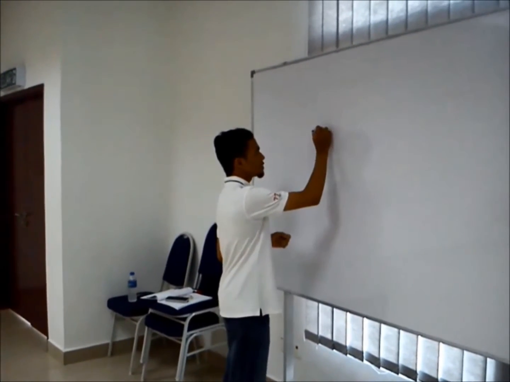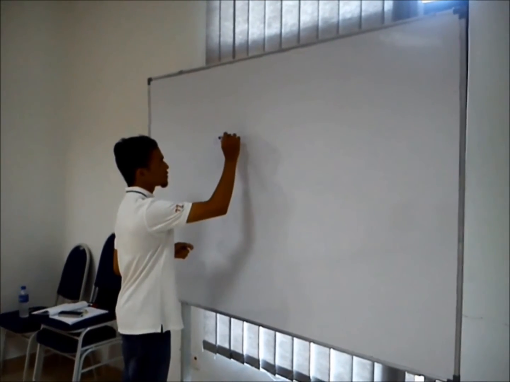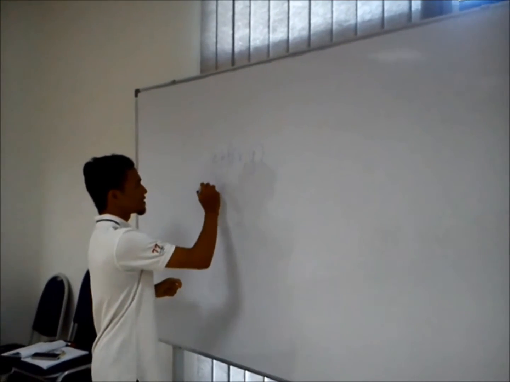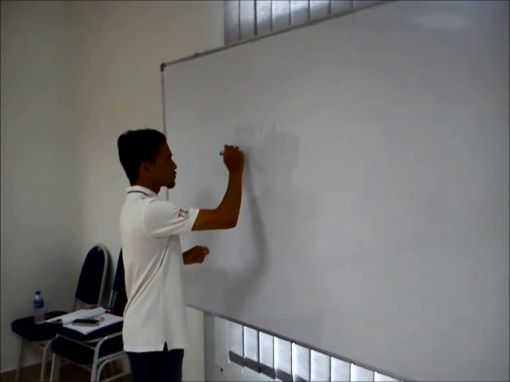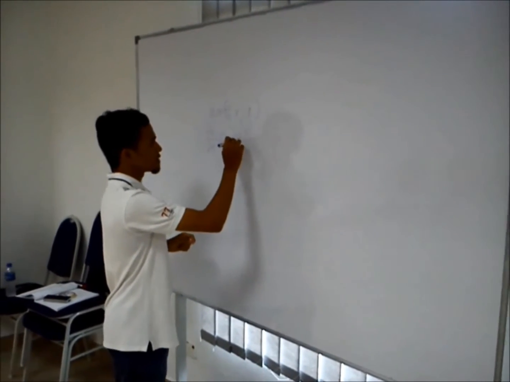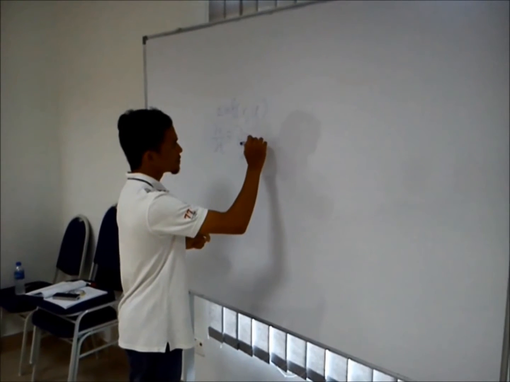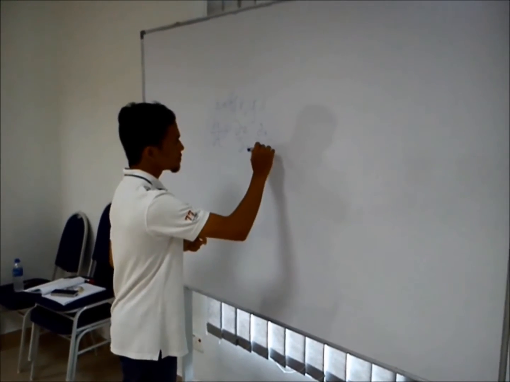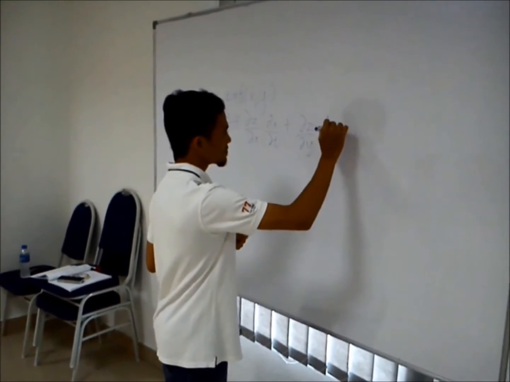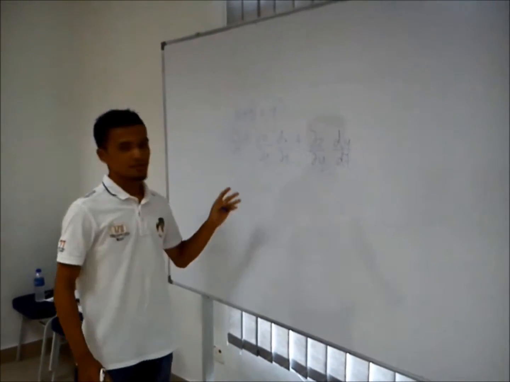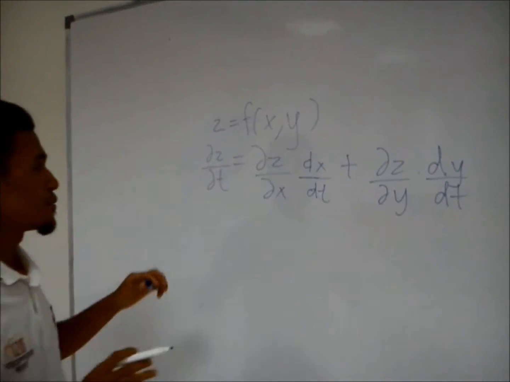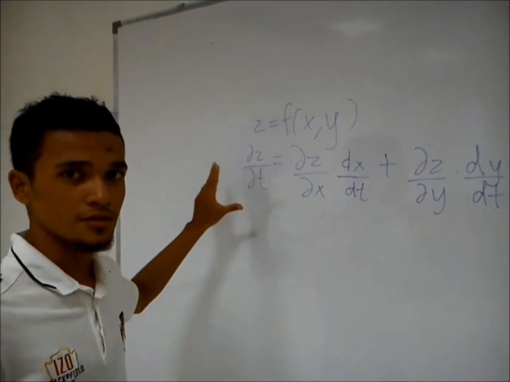Okay, let's say if we have a function z equals f(x, y), the derivative of z with respect to time will be equal to... Basically this is the basic equation for the rate of change.